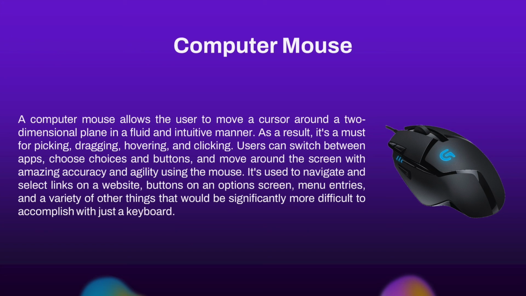Computer mouse. A computer mouse allows the user to move a cursor around a two-dimensional plane in a fluid and intuitive manner. As a result, it is a must for picking, dragging, hovering, and clicking. Users can switch between apps, choose options and buttons, and move around the screen with amazing accuracy and agility using the mouse. It's used to navigate and select links on websites, buttons on an option screen, menu entries, and a variety of other things that would be significantly more difficult to accomplish with just a keyboard.